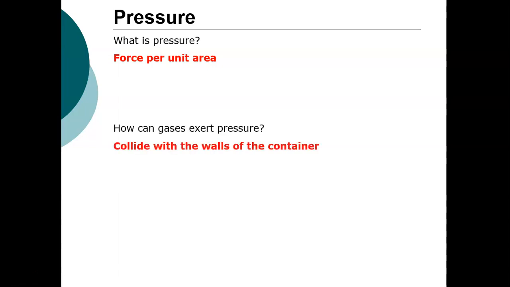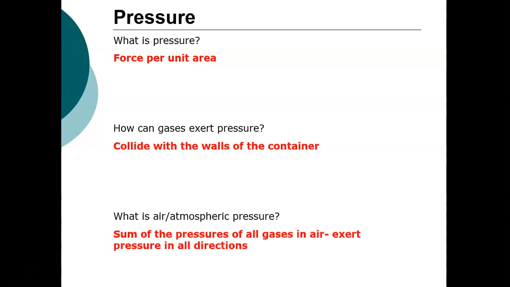Now, when we talk about gases, they exert pressure by colliding with the walls of the container that they're in. Air or atmospheric pressure is the sum of all the pressures of all of the gases in air, and this is exerted in all directions. So air pressure is being exerted on you right now and everything around you, and we don't even feel it because it matches the pressure inside our bodies. But if you've ever driven up a mountain or something like that and you felt your ears pop, that's the pressure inside equalizing with the change in atmospheric pressure outside.